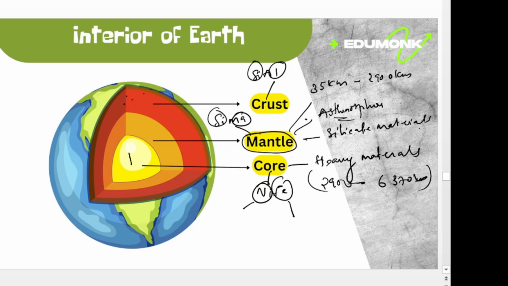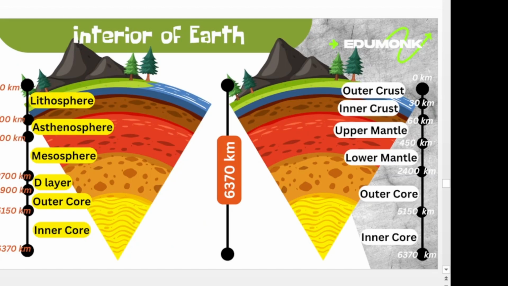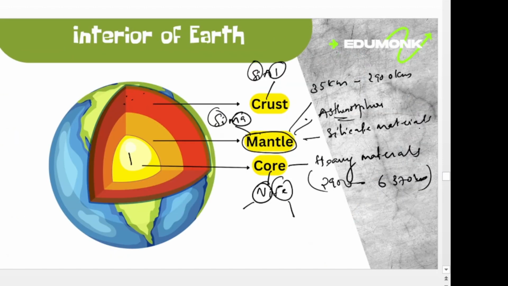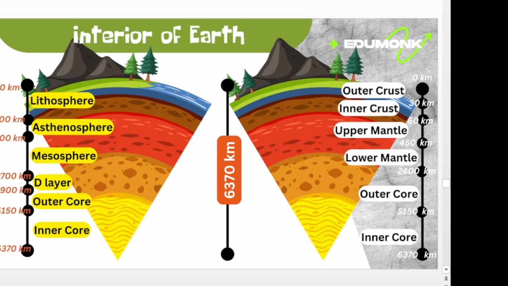In each layer there are different discontinuities. We can look into that. This is the first one: crust, mantle and core. It is the simplest form of division. Then we are going to a much more complex division of the interior of Earth.